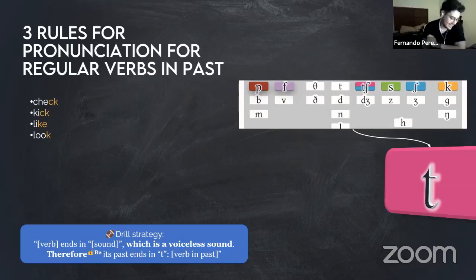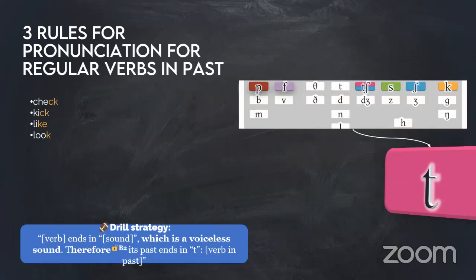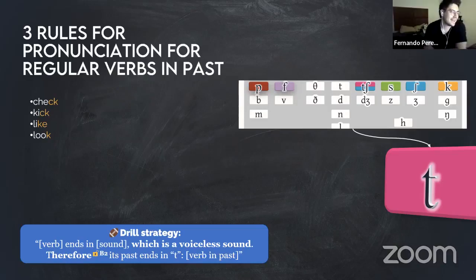Checked. Excellent. So one more time, with conviction and perfect pronunciation. Okay. Check ends in K, which is a voiceless sound. Therefore, its past ends in T. Checked. Excellent. That sounds better. Yes, thanks, teacher. Good drill.